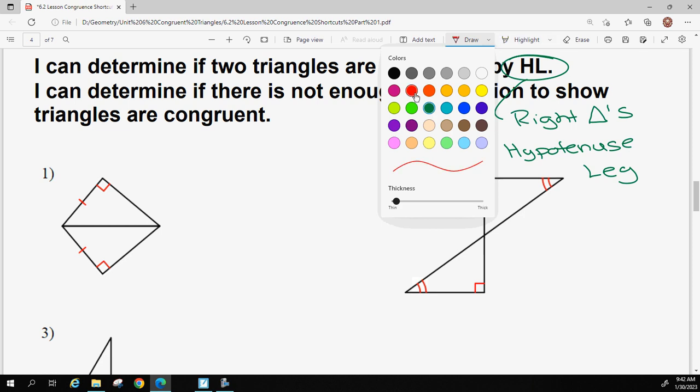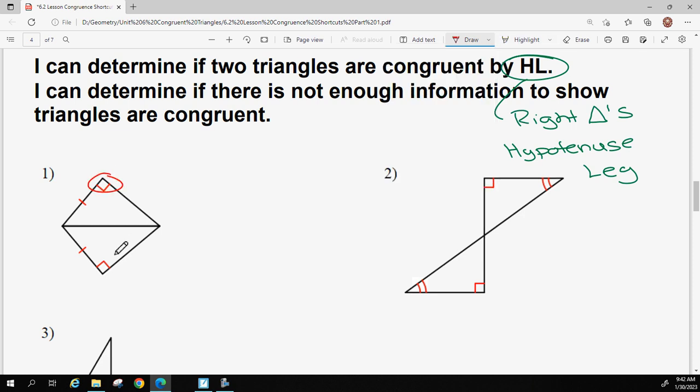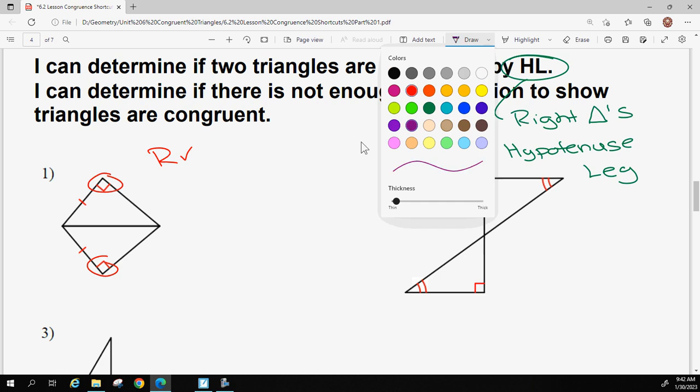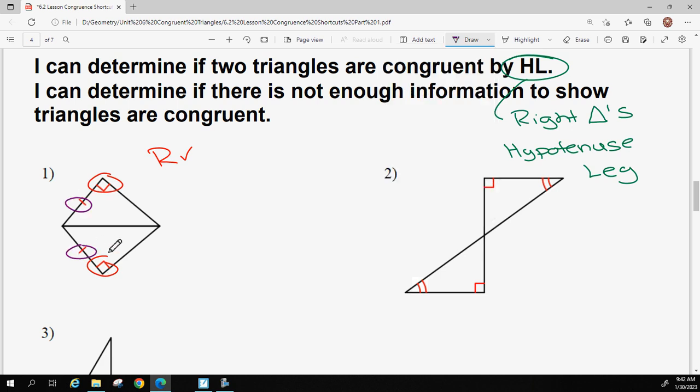So of course the first thing we need is we need to know these are right triangles, and these two are. So I don't know, maybe you put a little R, check. And then I have that side and that side match. They are not across from the 90, so those are legs.